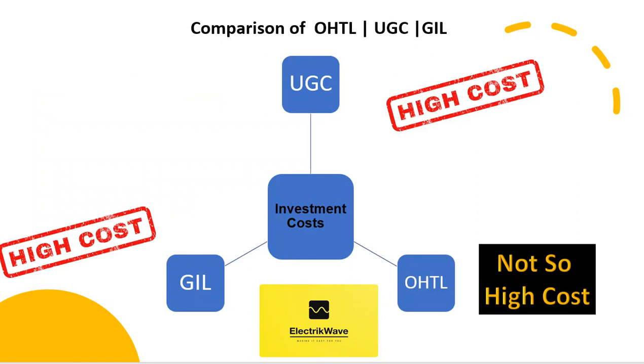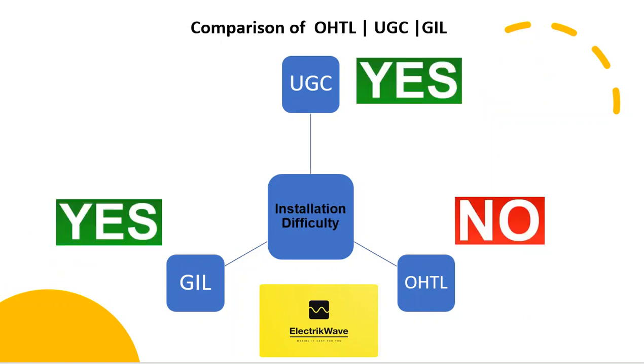Investment cost of overhead transmission lines is not so high compared to gas-insulated lines and underground cables. Gas-insulated lines and underground cables cost is high compared to overhead transmission lines. This comparison refers to transmission lines exceeding 220 kV alternating current. Direct current connections and subsea cables are not part of this comparison. There is not much installation difficulty with overhead transmission lines, compared to gas-insulated lines and underground cables. Installation difficulty is greater in the case of gas-insulated lines and underground cables.